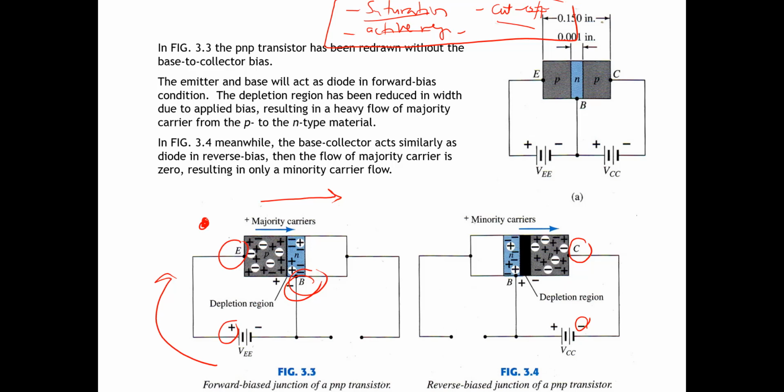hand, the collector to base is connected in reverse bias. It means that the depletion region here is large, so the barrier becomes very large. So the majority carriers cannot flow because of the barrier, but the minority carriers can flow through the barrier. The minority carrier in the base, because the base is n-type, is the hole. So holes can transfer from the base to the collector.